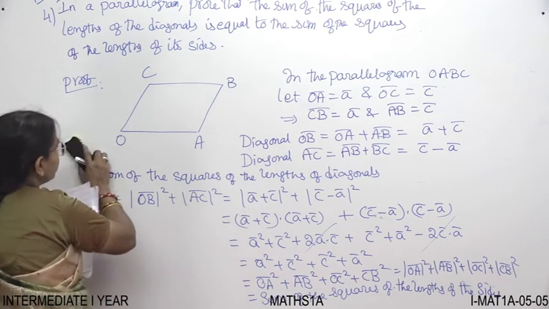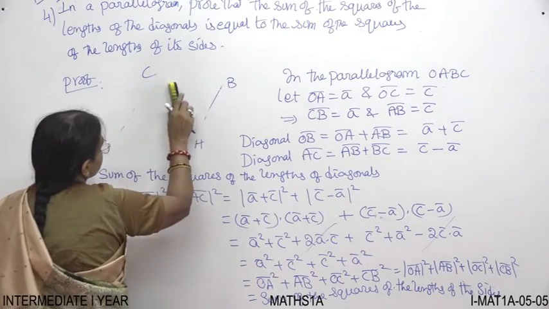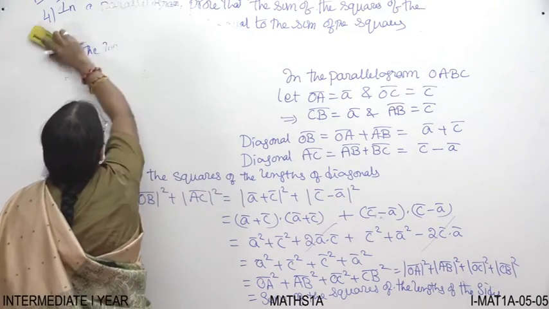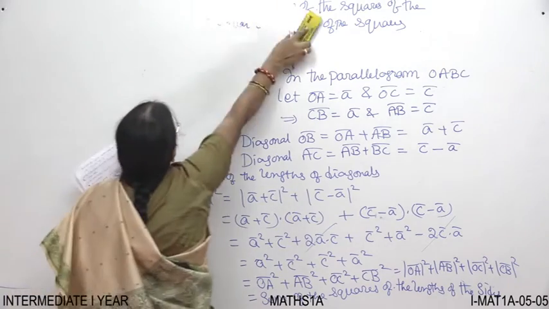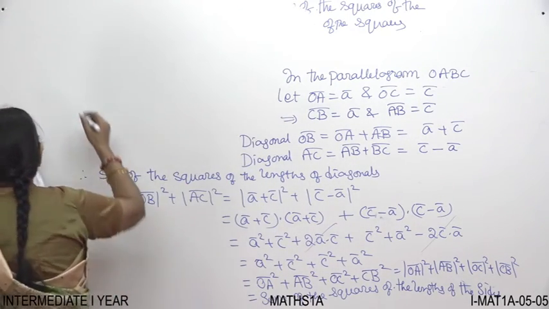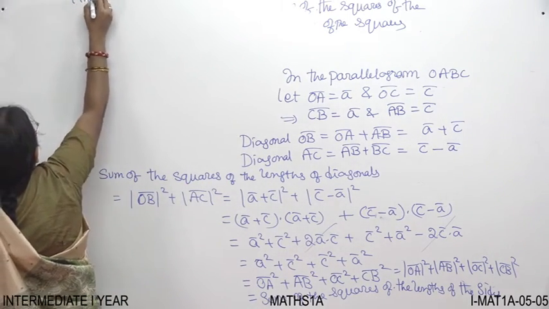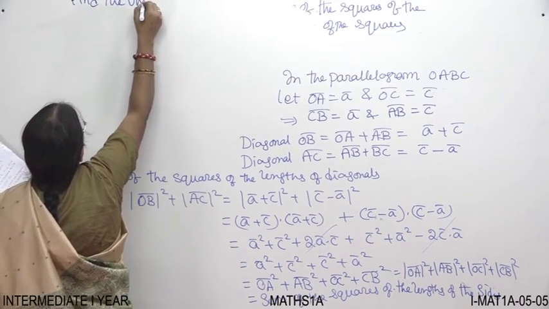So like this we prove this theorem. Now we'll do one more problem because we have time. We'll do one last problem, a simple problem. Find the unit vector.